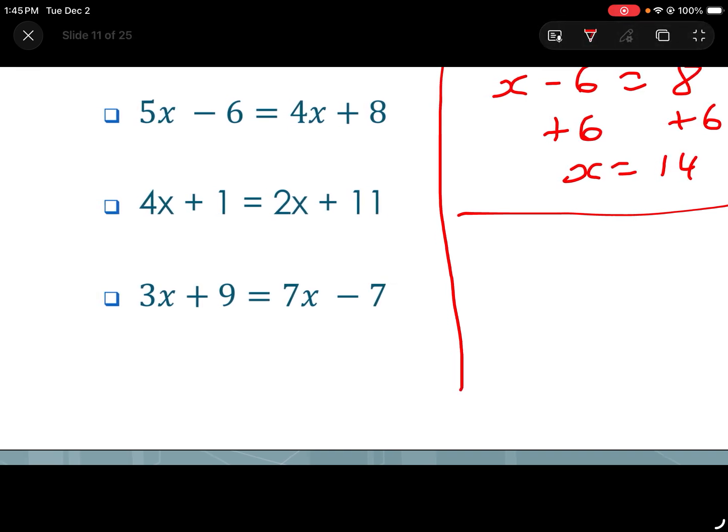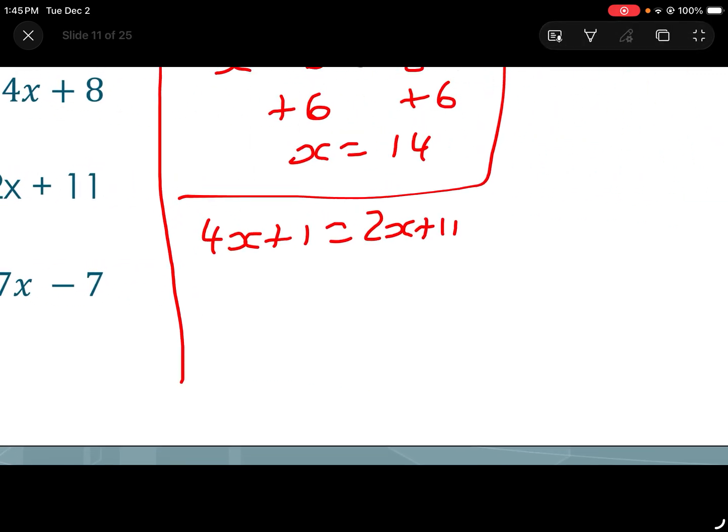Anyway, right, 4x plus 1 equals 2x plus 11. Okay, notice that unknowns are on both sides. I don't like that. Subtract the one that weighs the least. I agree that 2x weighs less than 4x, so let's subtract 2x from both sides. If I do that, I get 4x take away 2x, which is 2x plus 1. And on this side, I get 2x plus 11 take away 2x, which is 11, isn't it?